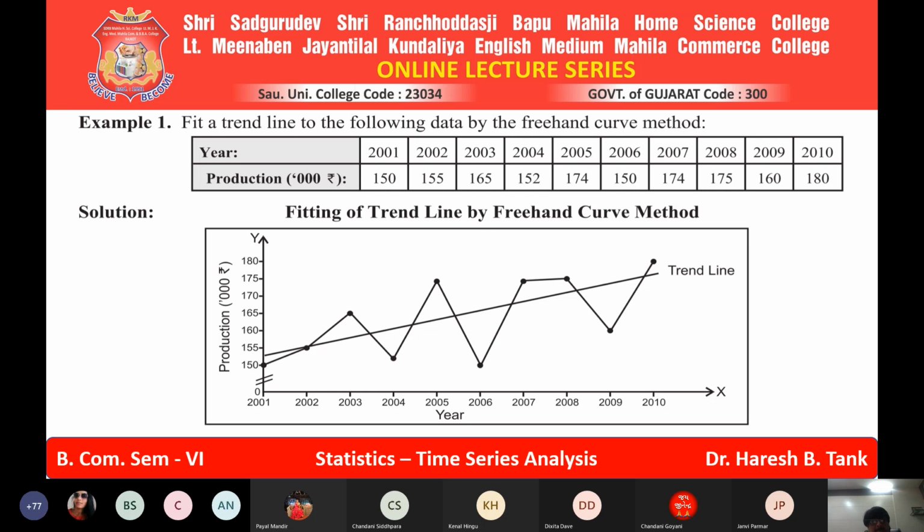Is it clear? Yes, sir. Fine. Can we shift to another method? Yes, sir. Okay, fine. I suggest all of you to have practice. Practice in the sense, just take some data and put it on paper and try to get this trend line. You will practice it, so it would be better for you. You will get an exact idea about it.